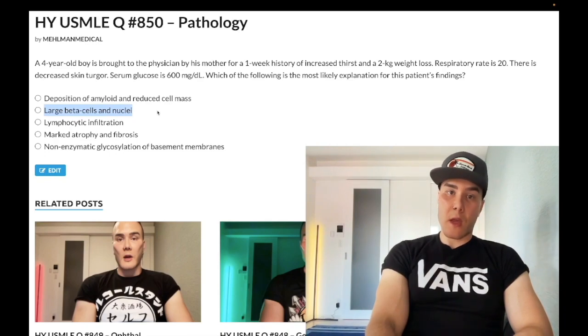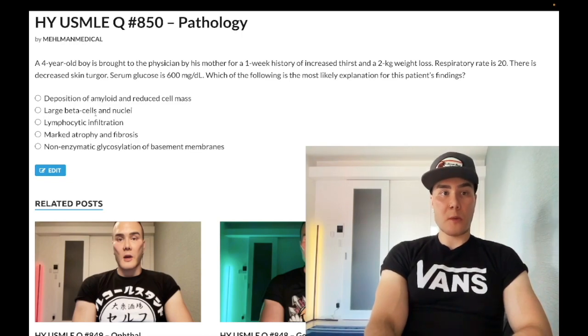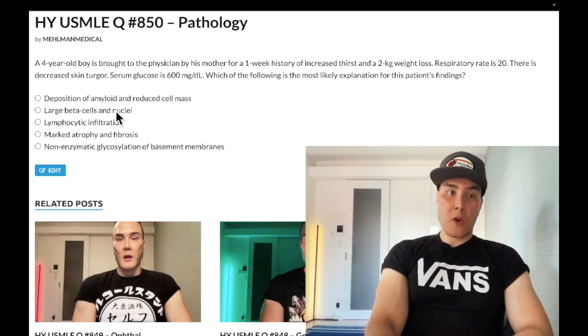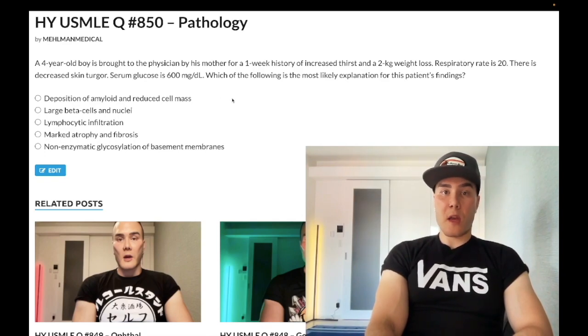Choice B, wrong answer. This is going to be acute type 2. Choice A, wrong answer. This is late type 2. So if you do a biopsy initially in someone with type 2, you're going to see choice B, large beta cells and nuclei. They're increased in size to compensate, increased protein synthesis, trying to synthesize more insulin. And then 5 to 10 years later, you do a biopsy of the pancreas in type 2, you're going to see it's slightly shrunken in size and you have amyloid deposition, okay? Choices A and B, wrong answers.